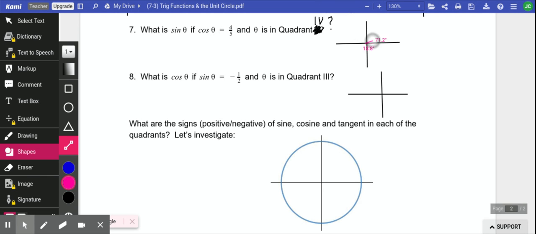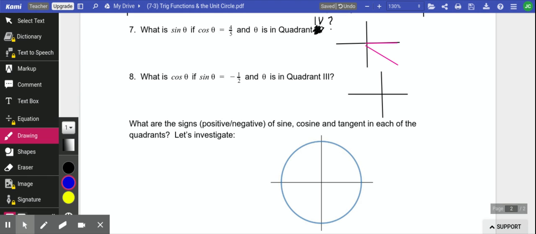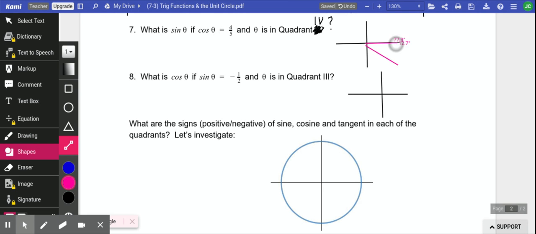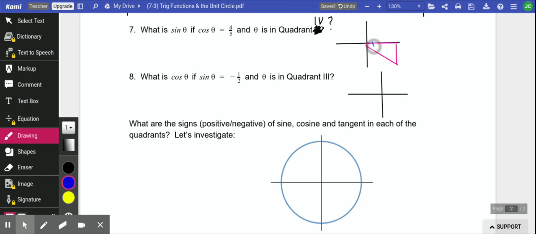So we have this angle. Here's the initial side, and we know that the terminal side is somewhere in quadrant 4. That's fine, good enough. So we know that cosine is 4/5. So if you finish drawing that triangle that we just made, we know that this reference angle has a cosine of 4/5. So the 4 is adjacent and 5 is hypotenuse, because cosine is adjacent over hypotenuse.